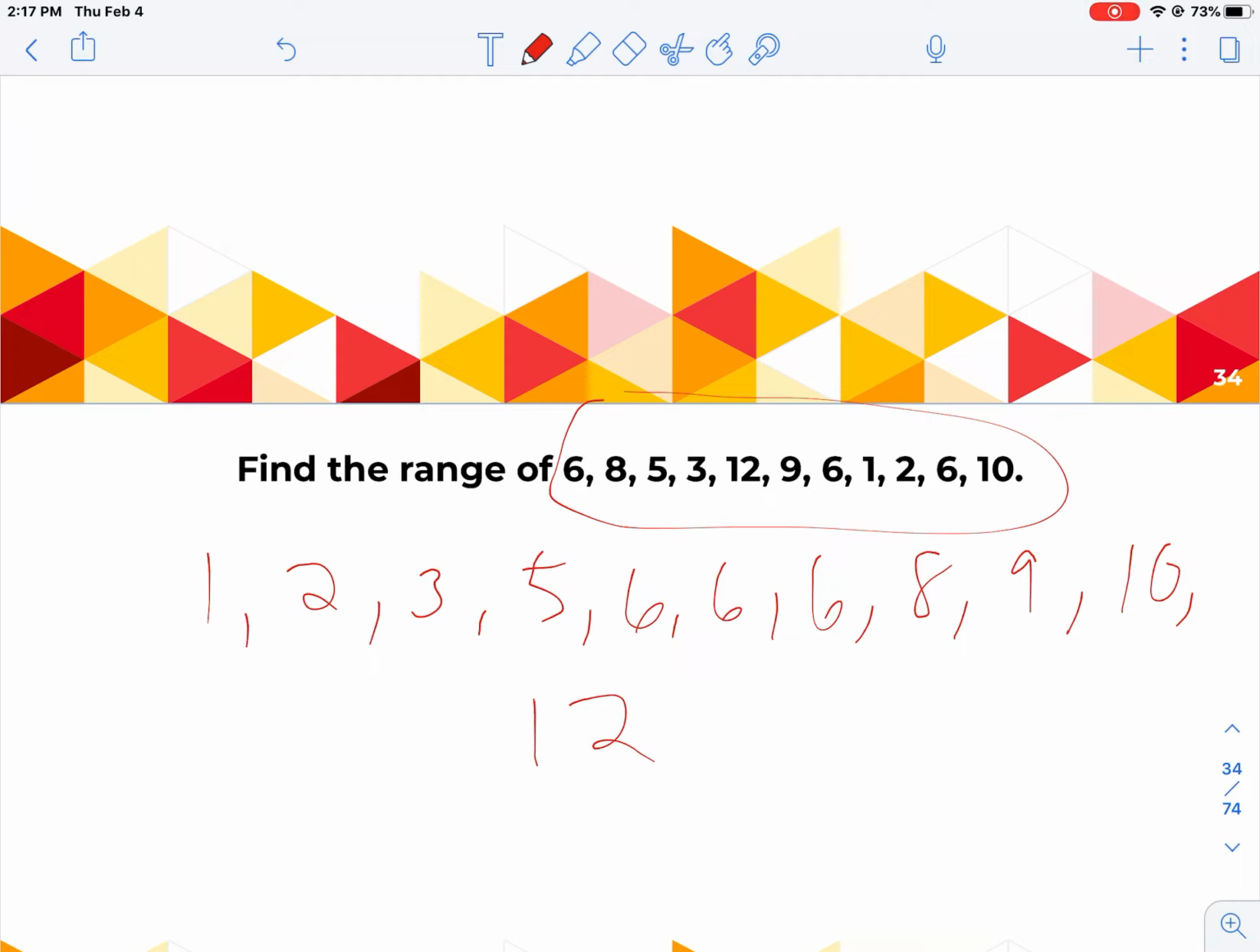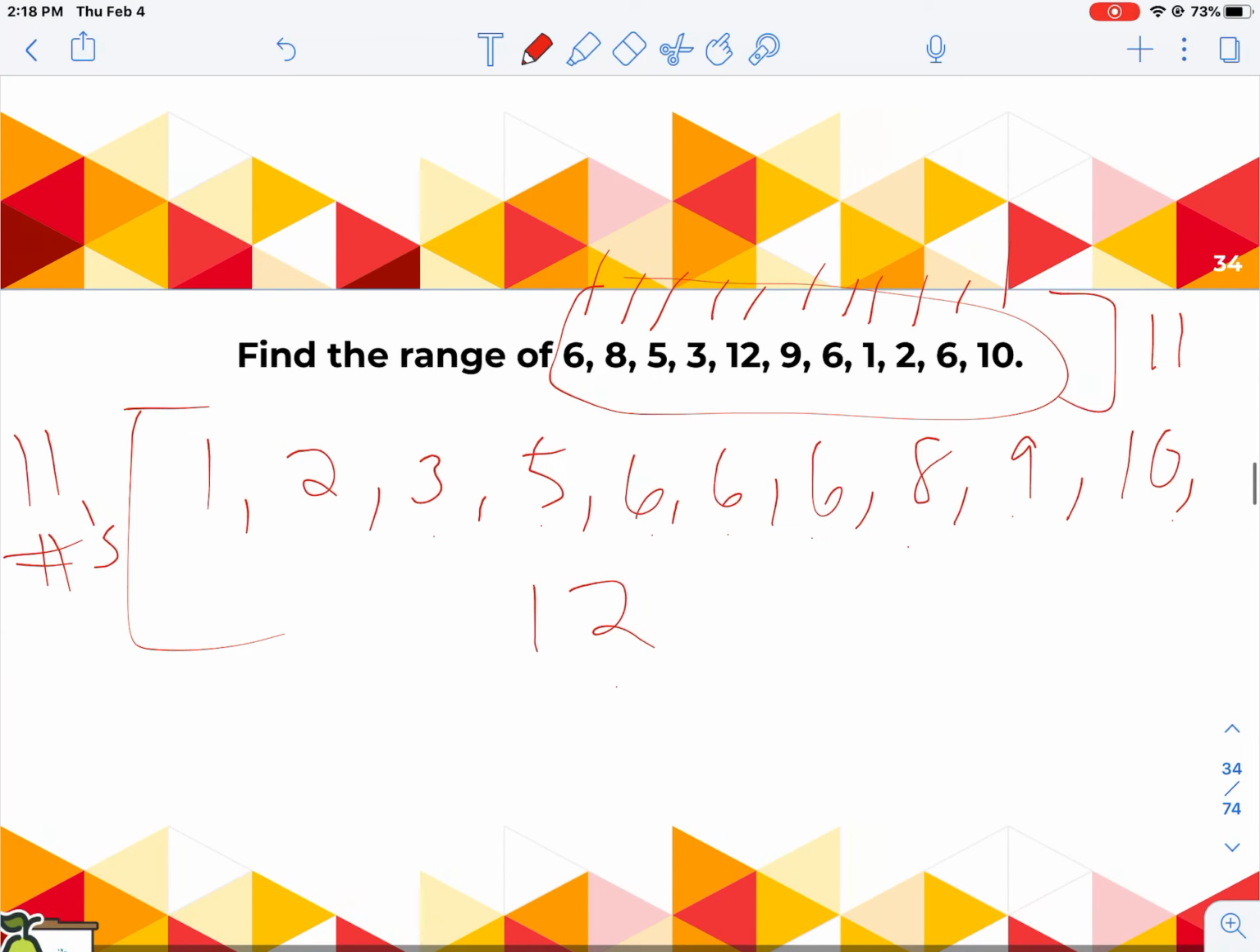You can also check yourself by counting: 1, 2, 3, 4, 5, 6, 7, 8, 9, 10, 11. So I have 11 numbers in the question and 11 numbers in my list. If you want to check off, make sure you did it right. This is 11 numbers, and this is 11 numbers.